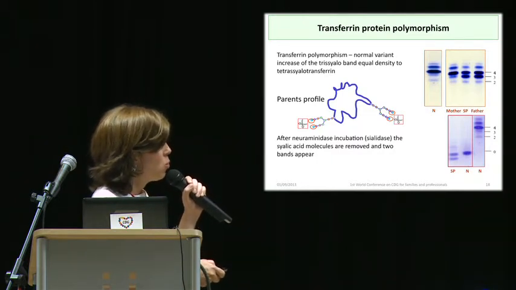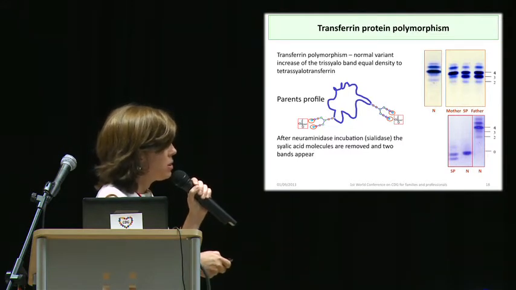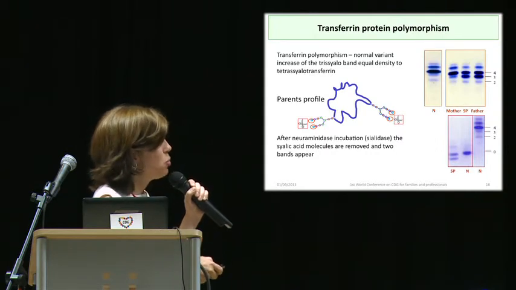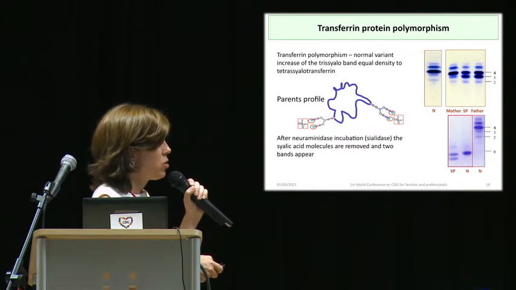So, in a normal situation, we only have one band. In this variation, we have two bands. One that is inherited from the mother and another that is inherited from the father.